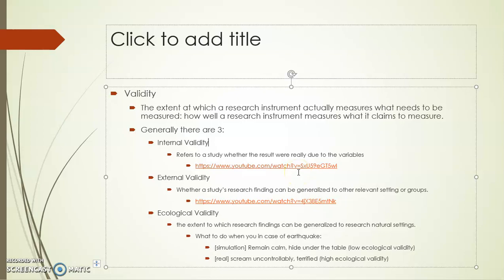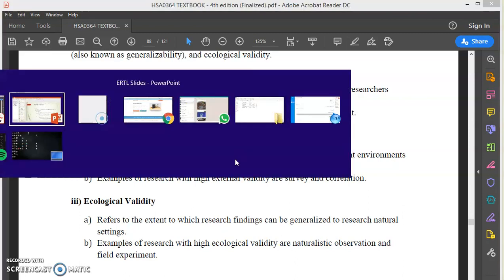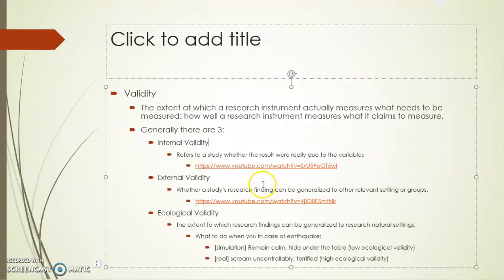Now, external validity, according to your book, is referring to whether the result can be generalized if conducted in different environments or using different participants. Right? Whether a research finding can be generalized to other relevant settings or groups. Right? Again, I will leave you a link to help you understand a bit more. I think this person here explains what external validity is in an easier way to understand.